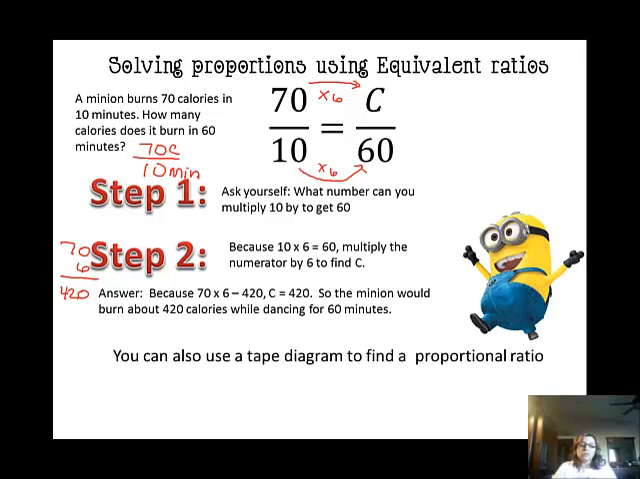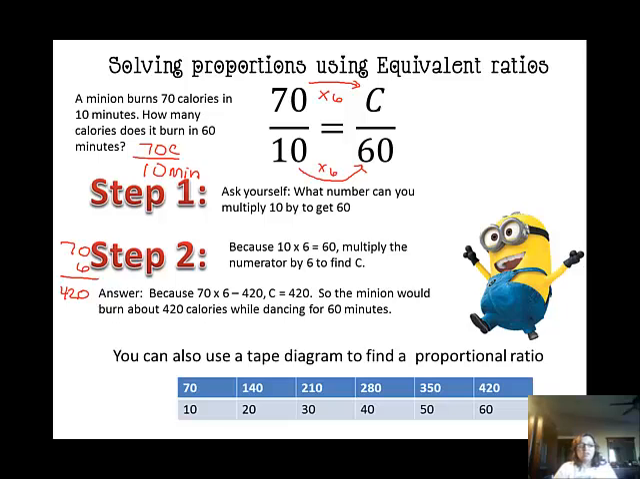We can also do this using a tape diagram to find a proportional ratio. So here is a tape diagram, and what we're doing here is we say, okay, we know that the minion burns 70 calories every 10 minutes. So if we add another 10 minutes, we're also going to add another 70 calories, so we get 140. And if we add another 10 minutes, we're going to add another 70 calories. So we're at 210 for 30 minutes.